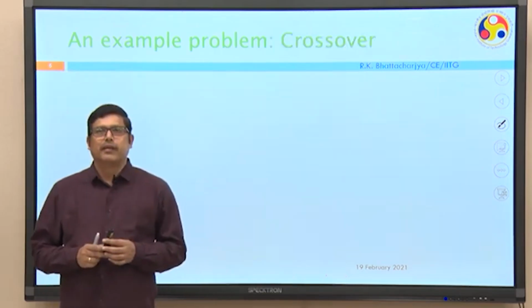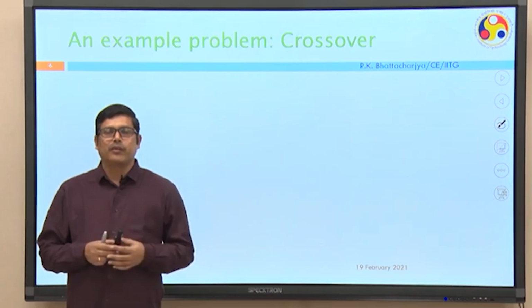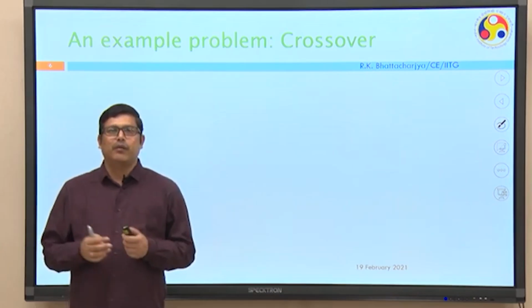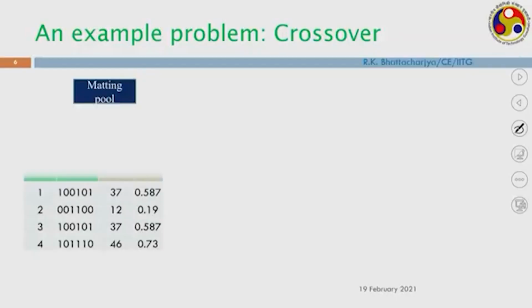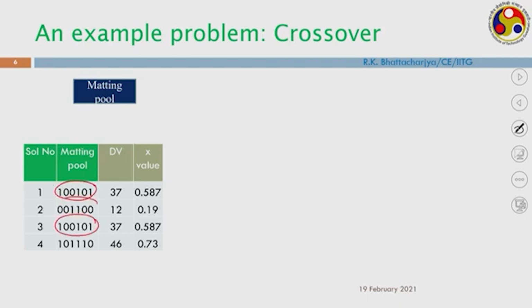The next step is the crossover operator. You have to apply the crossover on the solutions in the mating pool. The mating pool is whatever you are getting after the selection operator. So, now I have 2 copies of the first solution, this is 1 and this is 1, then I have 1 copy of this solution and 1 copy of this solution. And I am just writing the decoded values. So, this is 37 and this is 37, and the x value is 0.58 for both, and this is 0.19 and 0.73. So, this is the solution set on the mating pool.